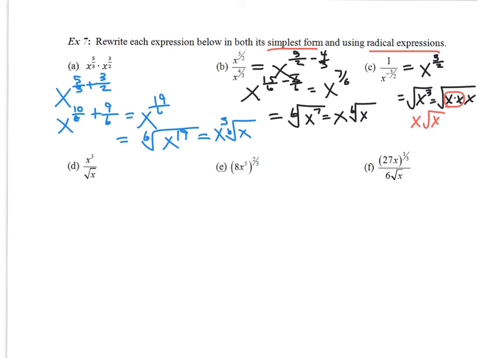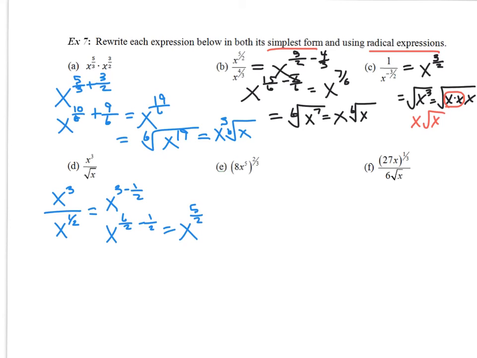Let's go to part D. Division, x to the 3rd divided by x to the, this would be 1/2 as an exponential. Subtract your exponents, so x to the 3 minus 1/2. 3 is the same as 6/2 minus 1/2. So in exponential form, this would be x to the 5/2.